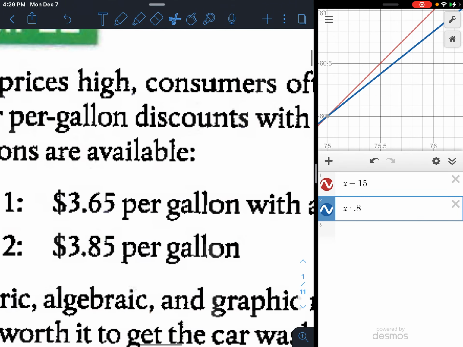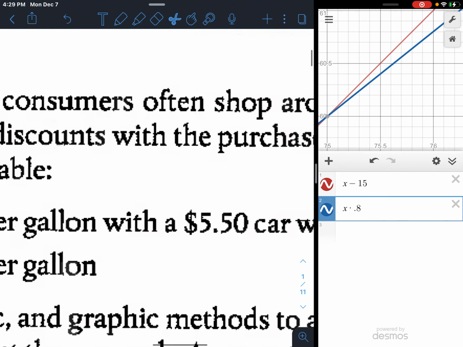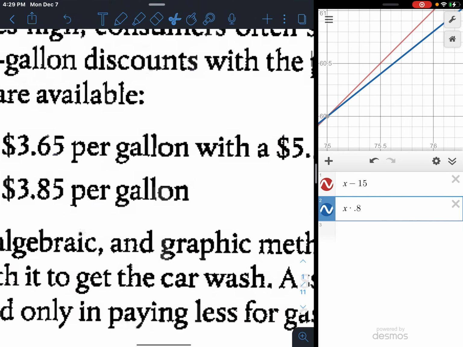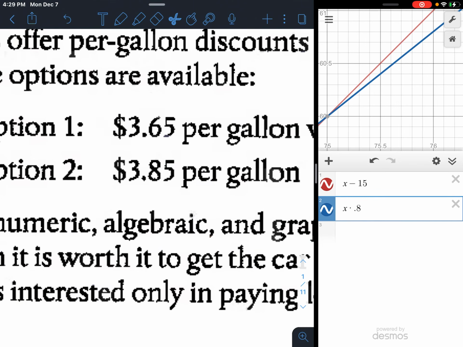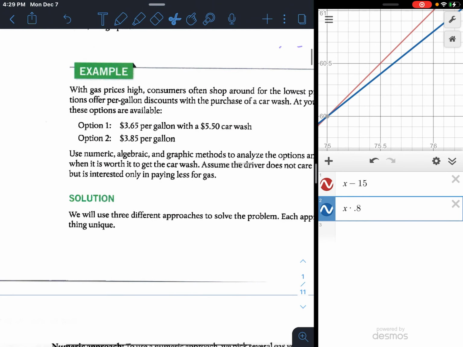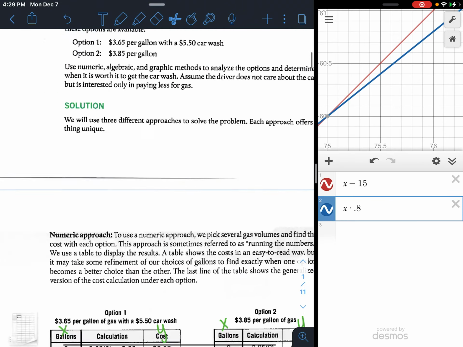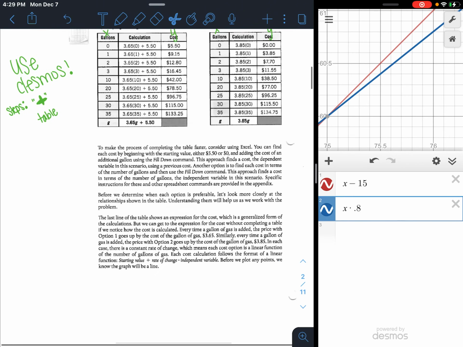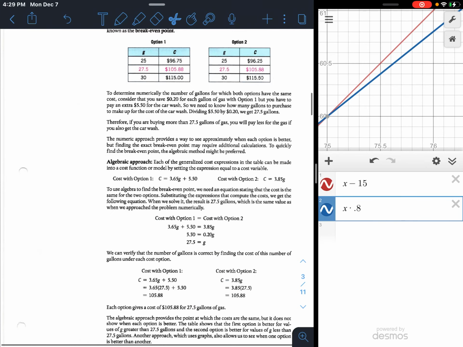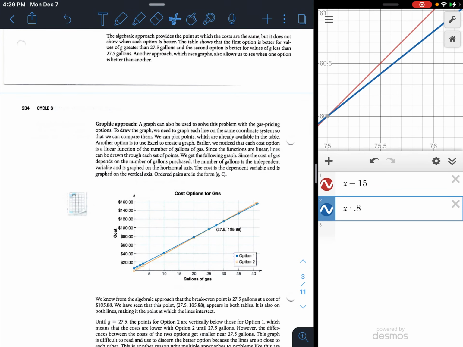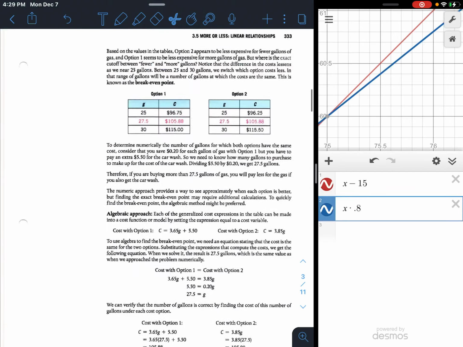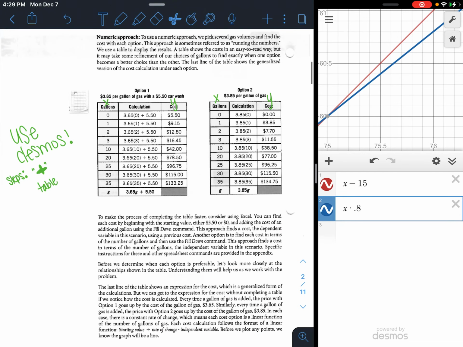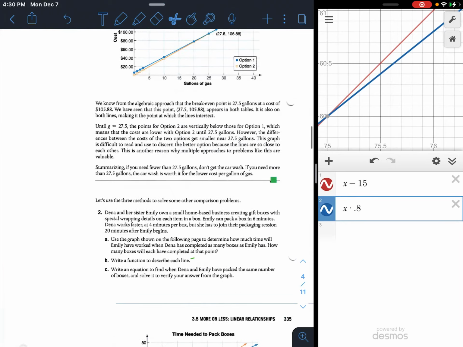Are you going to spend $3.65 for a gallon of gas with a $5.50 car wash, or are you going to pay just the $3.85 per gallon? Okay, so one you're paying more, the other one you're paying less, but you still have to pay $5.50. So there's three different methods you could use: numeric, algebraically, and graphically. They walk you through all of those. If you are doing anything that uses like a calculator option, I would always use Desmos, create a table for those, kind of like I did here.